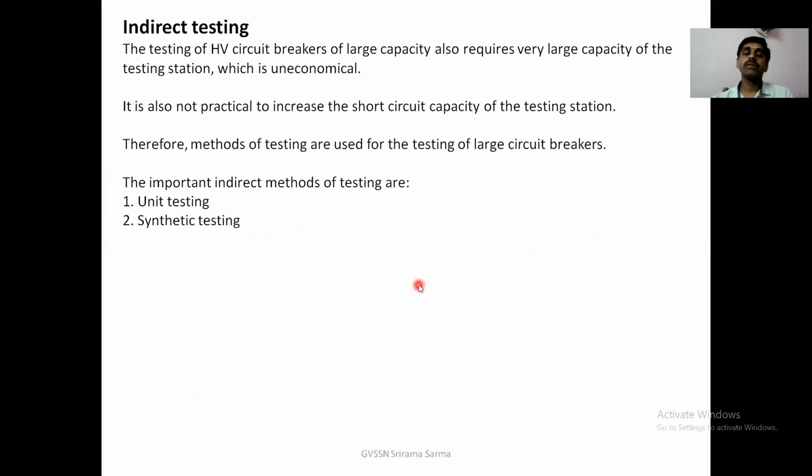So next, coming to indirect testing. The indirect testing involves the testing of high voltage circuit breakers of large capacity. They require a very large capacity testing station, which is uneconomical. So it is also not practical to increase the short circuit capacity of the testing station. Therefore, the methods used for testing large capacity breakers are of two types: unit testing and synthetic testing.